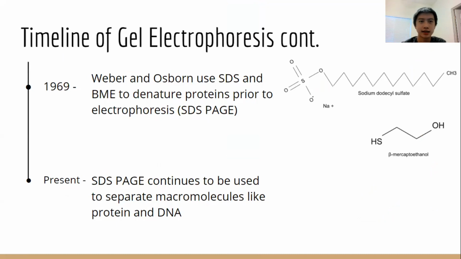The anionic SDS solution denatured proteins so that they linearized and became surrounded in negative charge. This process would become known as sodium dodecyl sulfate polyacrylamide gel electrophoresis, abbreviated as SDS-PAGE. Since its development 50 years ago, SDS-PAGE has remained a common and practical method of protein separation still used in research today.